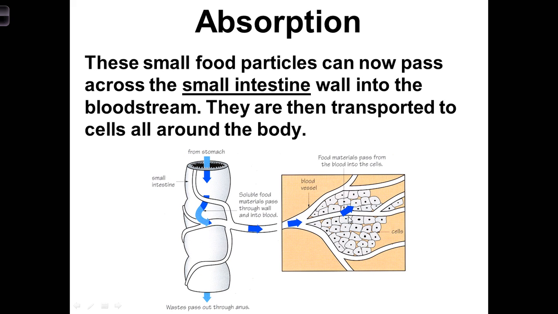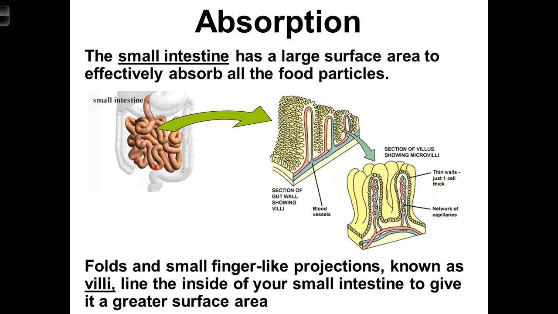where they can then come out of the vessels and feed the cells. So they feed our cells with materials and provide the energy that our cells need to run. So this is how the food gets all around our body. Now absorption happens, like I said, in the small intestine, and the small intestine has this massive surface area, and it needs this really large surface area to effectively be able to absorb all the food particles.